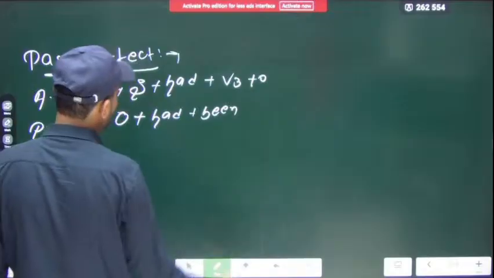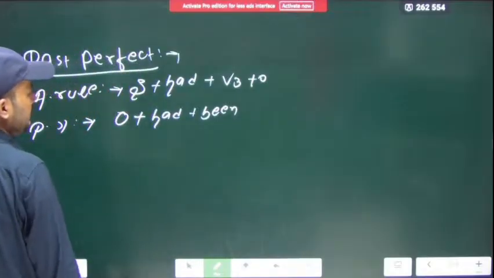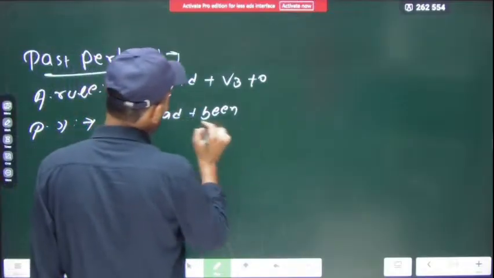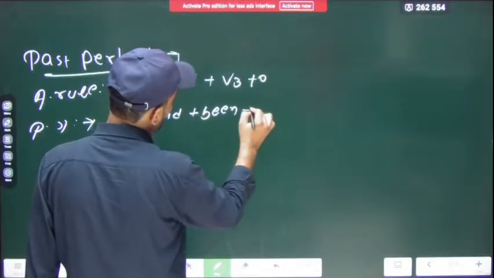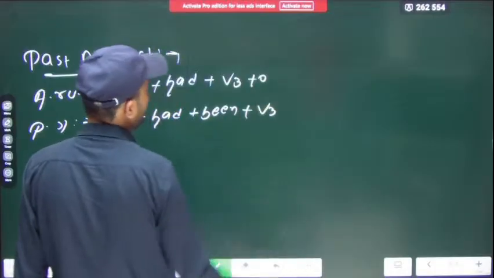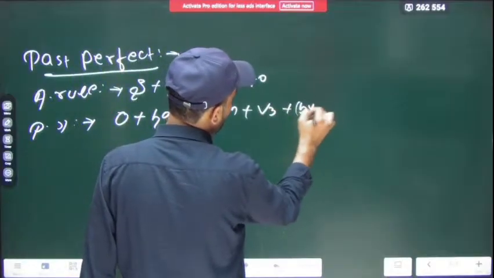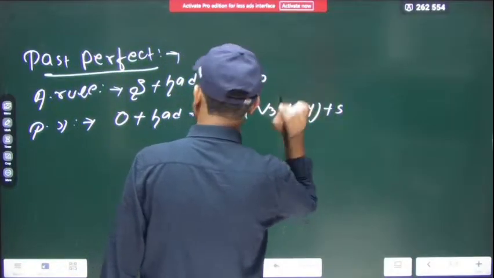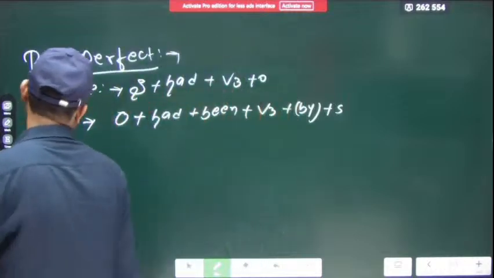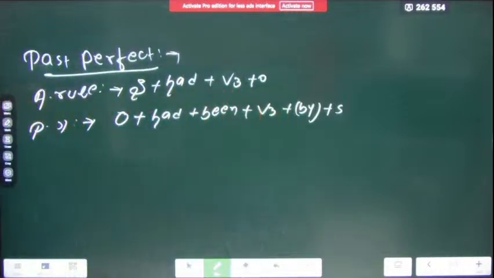So we can write object plus had plus been. Then after verb 3 is already here, so no need to make any changes in verb. And then after we will write by in the bracket and lastly subject. Okay, so object plus had plus been plus verb 3 plus by plus subject. This is the passive voice of past perfect tense. Okay, see the example.